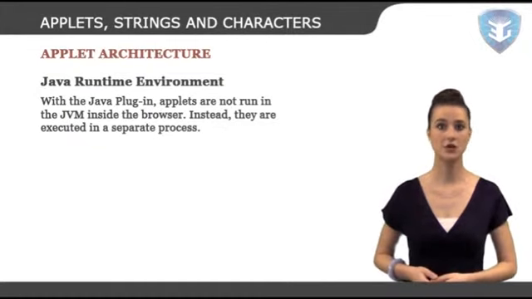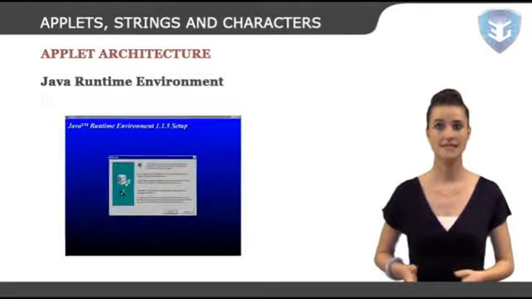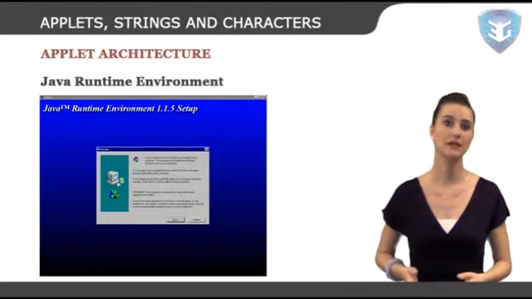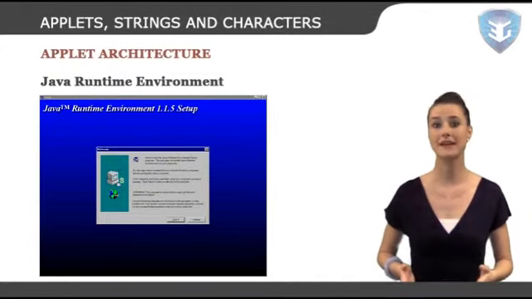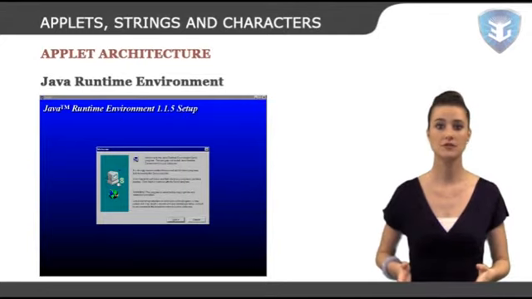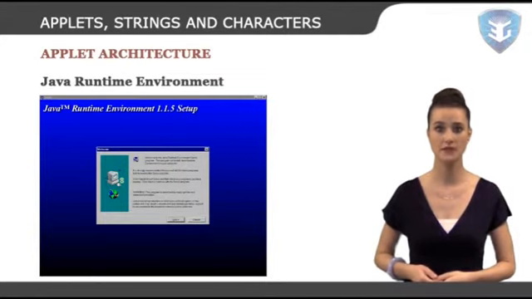Instead, they are executed in a separate process. The same JVM process can be shared between multiple applets, or applets may be placed into different processes depending on whether the existing JVMs match the applet requirements and have enough resources to execute the applet. An applet can request a specific version of JRE to be used and can specify what options need to be passed to the JVM. An applet can also request to be executed in a separate JVM.